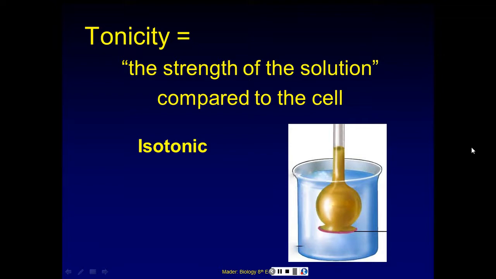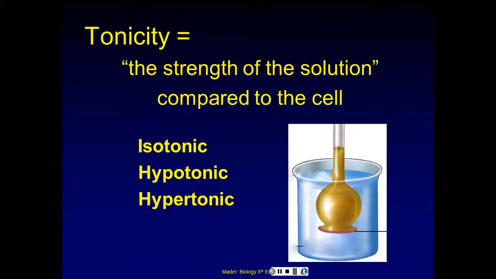That's a word you should be familiar with. There could be less solutes outside the cell than inside the cell. We call that hypotonic. Hypo is one of your root words that you should know. It means less. Or there could be more solutes outside the cell than inside the cell, and we call that hypertonic. Hyper means over or more.